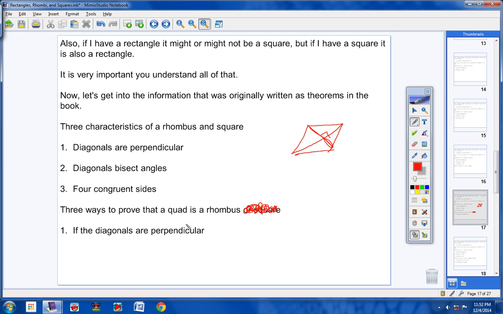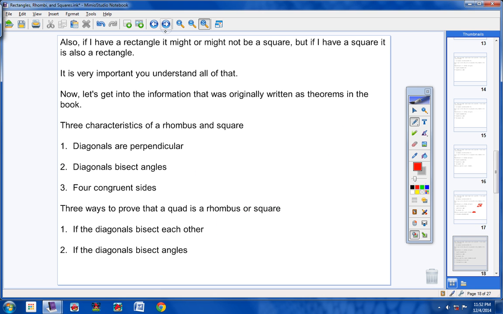So the first way to prove that a quadrilateral is a rhombus is if the diagonals are perpendicular. Number 2, if the diagonals bisect angles. Okay, so copy that down, please. Copy all this down.